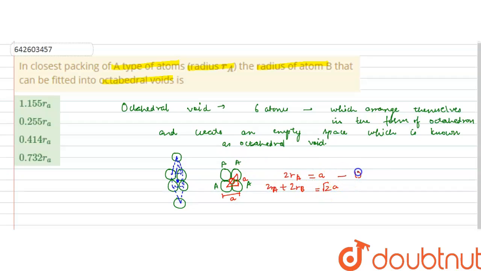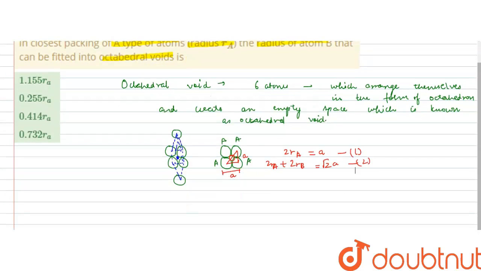Now we have two equations, 1 and 2, and we have to calculate the radius of atom B. So we will divide the equation 2 by 1. So that will give us 2 times Ra plus Rb upon 2Ra equals to root 2A by A. A will get cancelled and 2 will also get cancelled. So this will give us 1 plus Rb upon Ra equals to, root 2 is equals to 1.414.